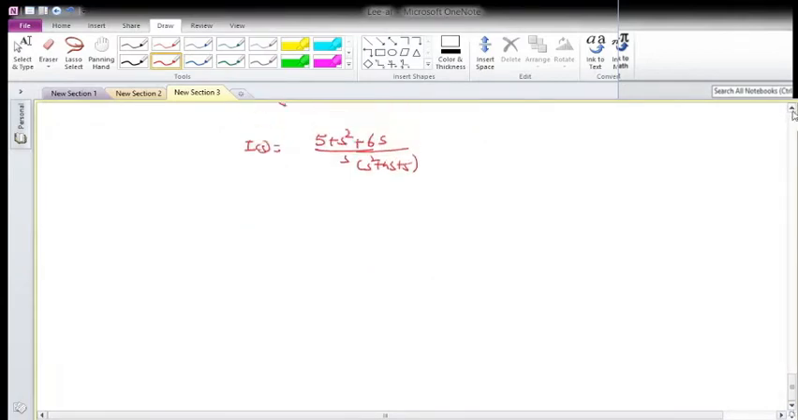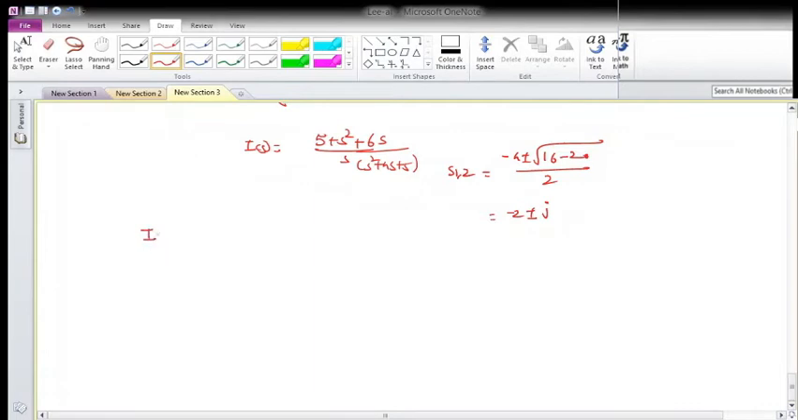So definitely the roots are like this. What will be the roots? Minus b plus or minus square root of b square minus 4ac, that is 16 minus 20, divided by 2. So the roots are minus 2 plus or minus j.